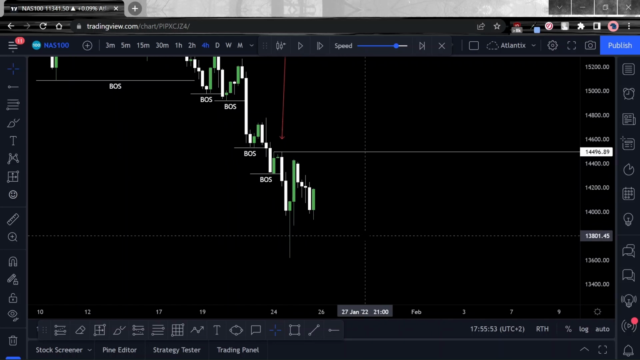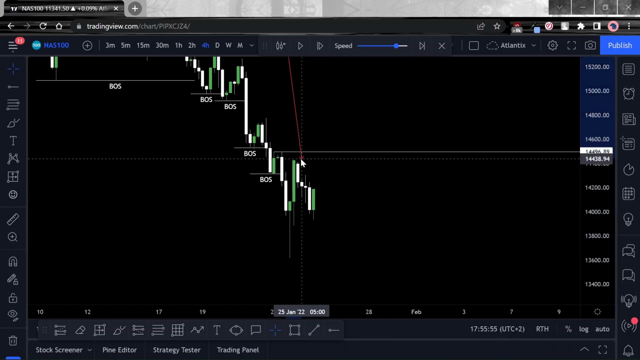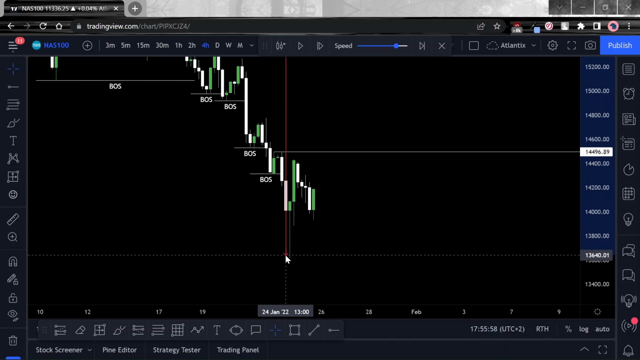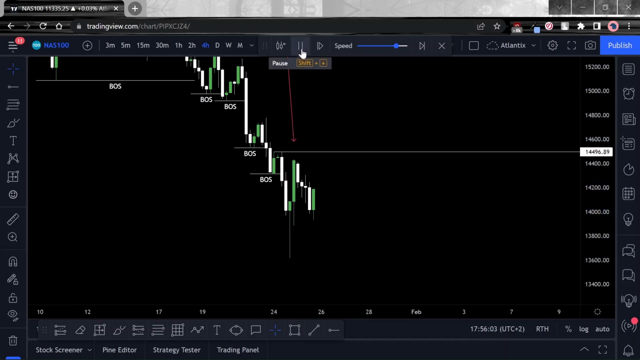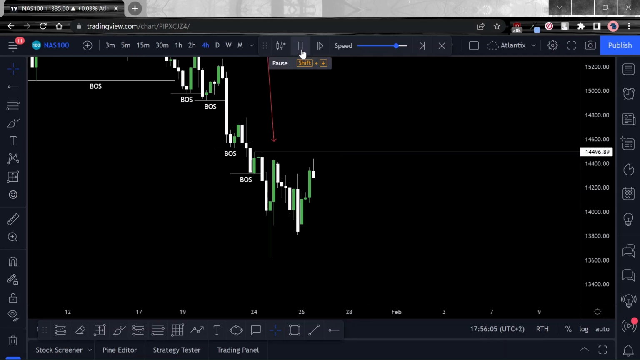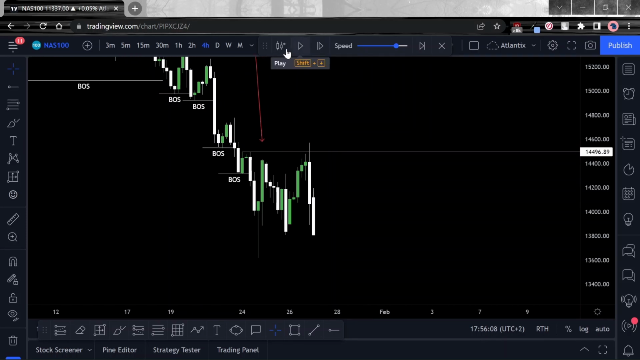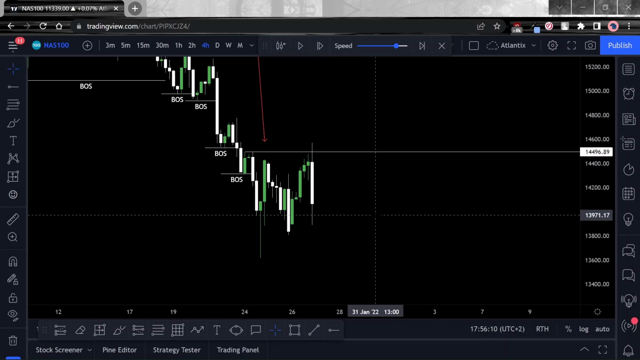So for us to continue with the trend, for us to know this is another lower high, we want to see a break of this low over here, right? So again, let's just wait and watch. And there we go, right? So let me just take this back a candle.